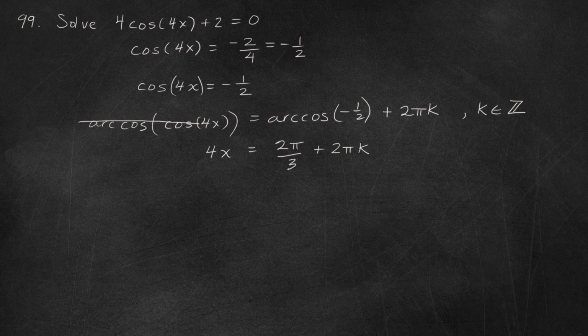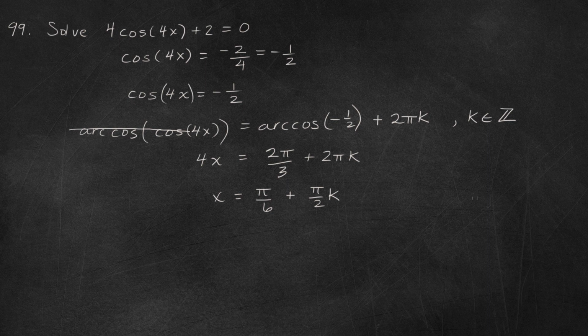Now the 2 pi over 3, that is not the value of x. That's the value of 4 times x. So I need to keep going with this. I'm going to divide both sides by 4. Then x equals 2 pi over 3 divided by 4, which is pi over 6, plus, and then 2 pi k divided by 4 is pi over 2 times k. So one solution would be x equals pi over 6. Another solution would be pi over 6 plus pi over 2. Another solution would be pi over 6 plus pi over 2 times 2, and so on.